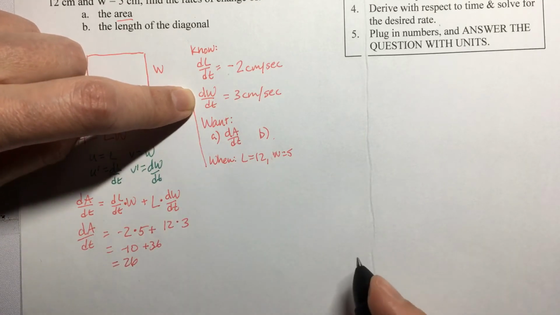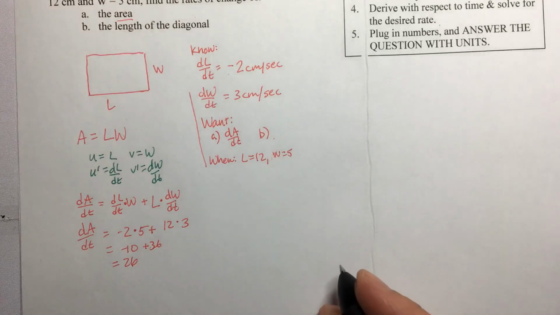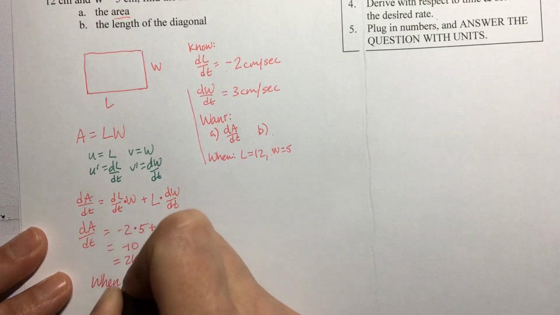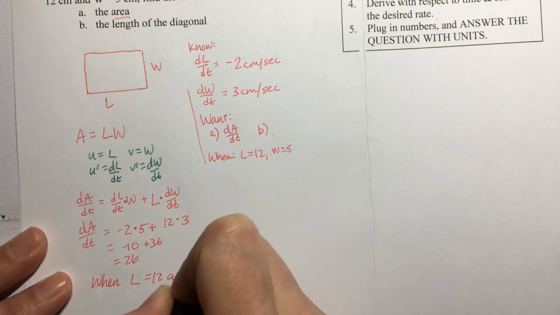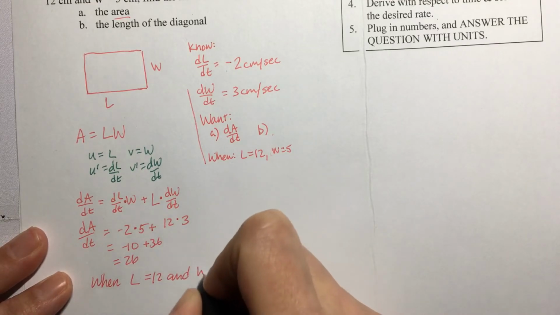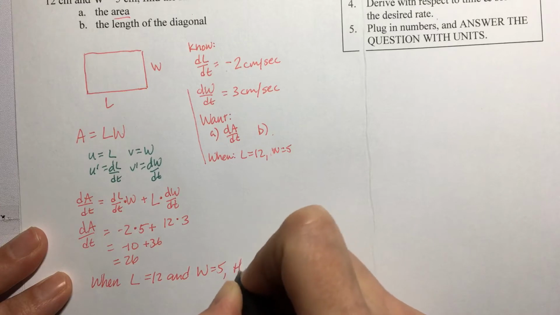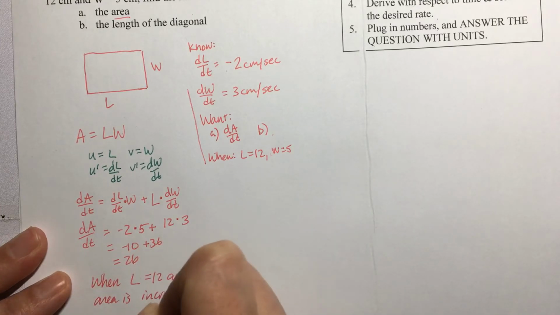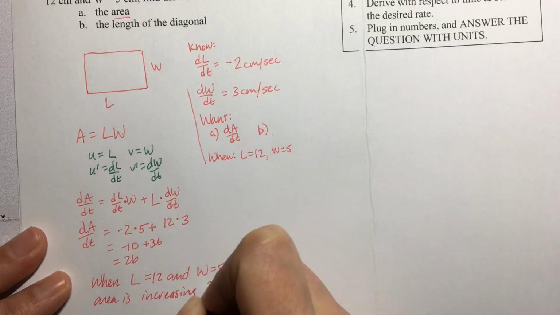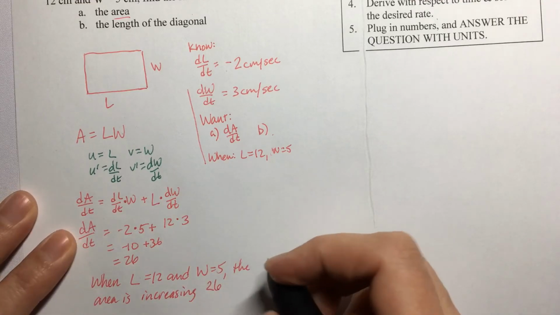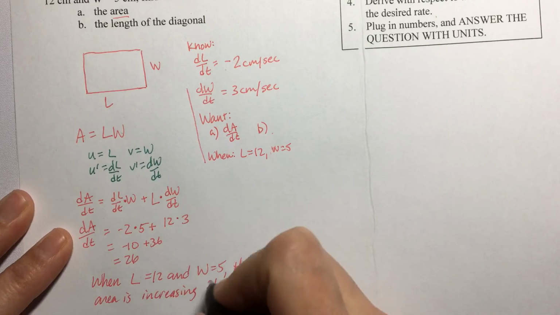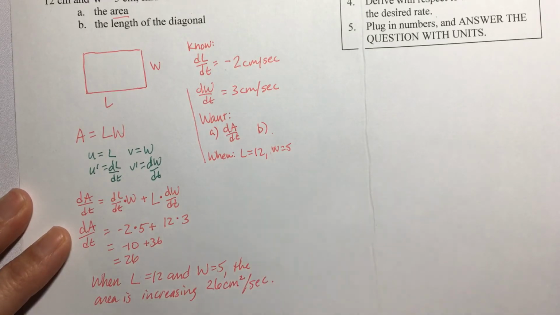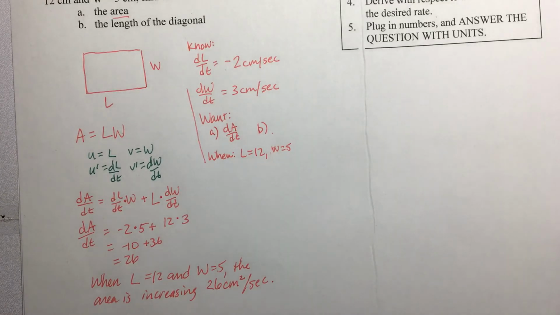And then remember, we want to answer the question with units. We use words and everything. So when L is 12 and W is 5, the area is increasing 26. And since this is area, our units would be centimeters squared in how we write it, but we say square centimeters per second. So there's our part A.